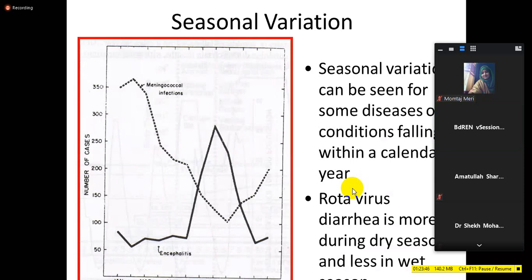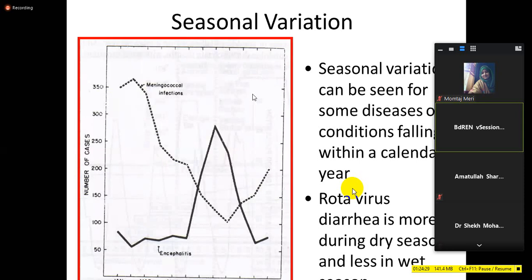Rotavirus diarrhea is also seasonal: it is more common in the dry season and lower during the wet season. In the wet season, when it rains, the water becomes flowing, so the virus cannot stay in the water. In the dry season, with stagnant water, the virus can stay in polluted water. Asthma is more common in winter, less in summer. So if we get these types of graphs, we can explain that this is due to seasonal variation.